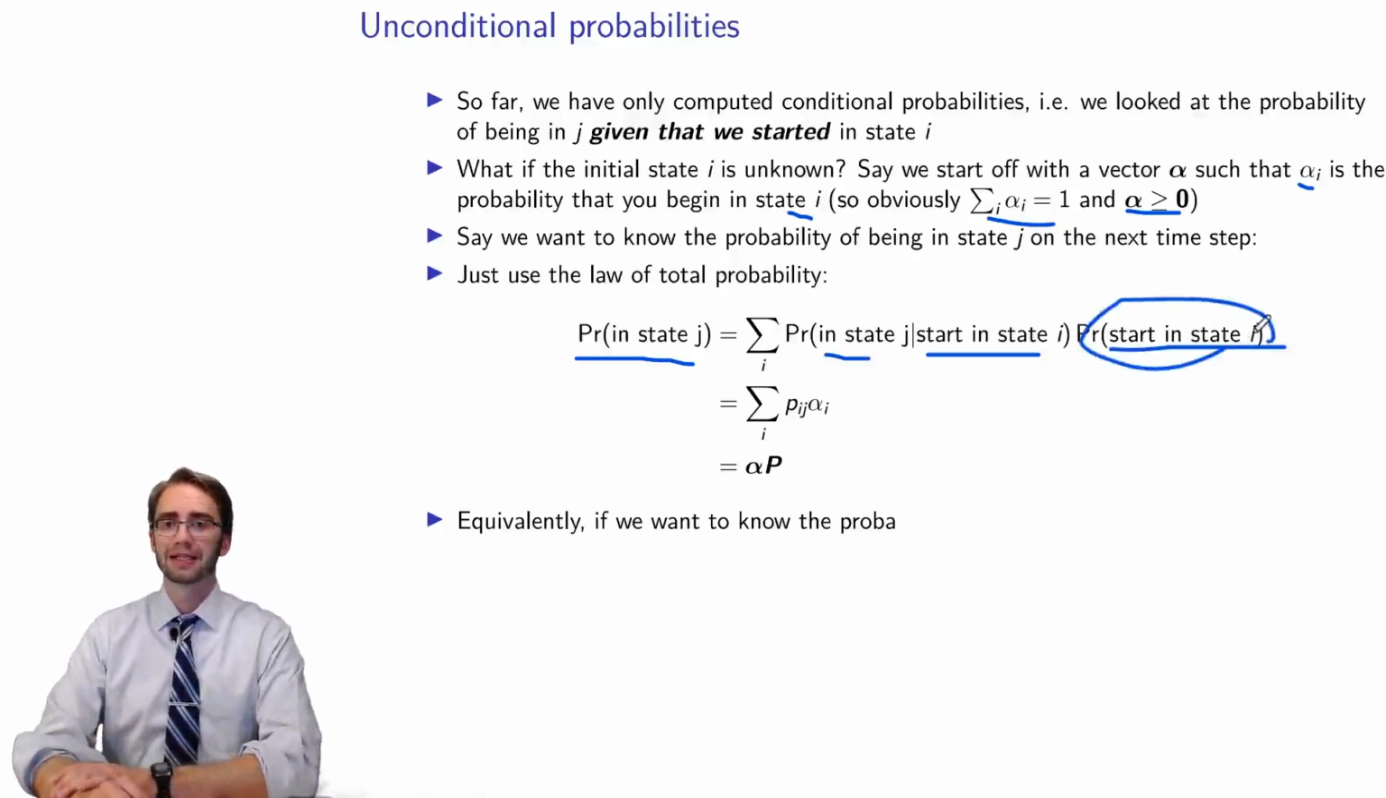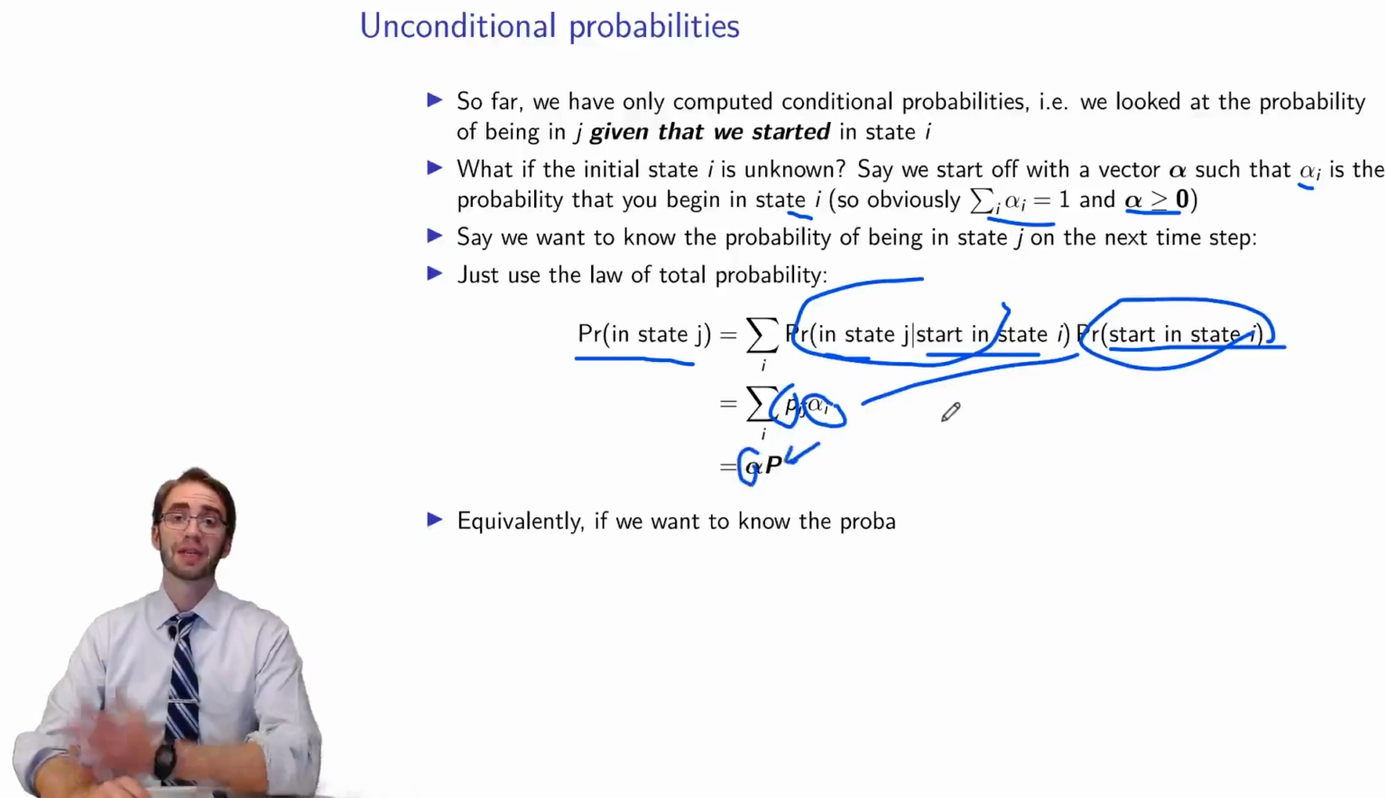So the probability of starting in each of these states would be alpha i, and then these probabilities here are these matrix entries. So it would actually just be alpha, that vector, times P. So it's another simple matrix multiplication, which makes us happy.